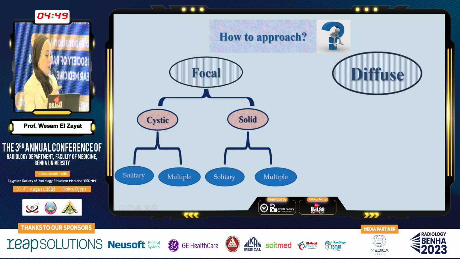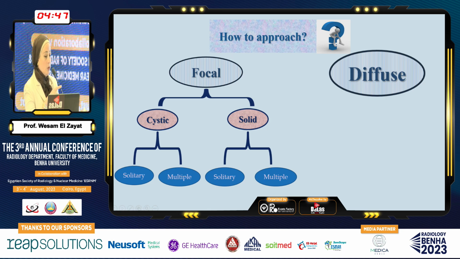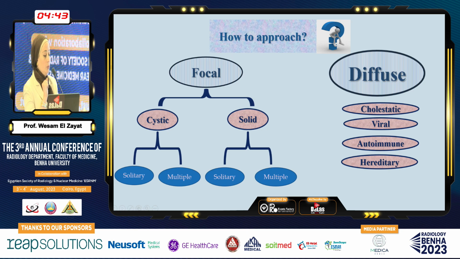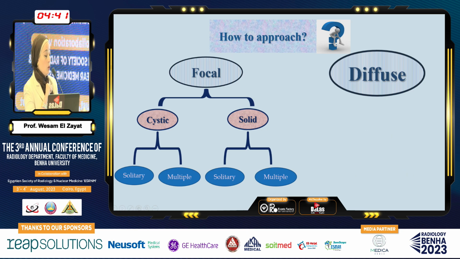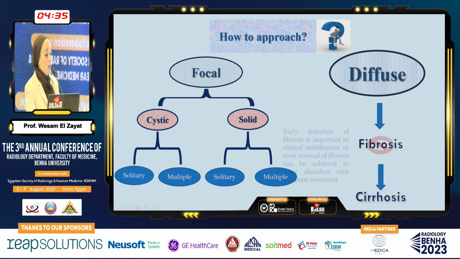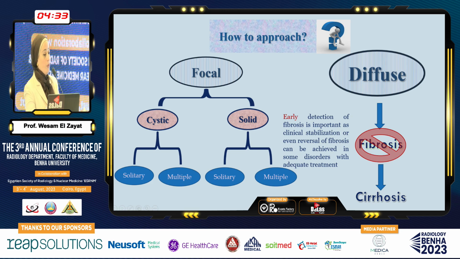Diffuse liver pathology. Many etiologies can cause this: cholestatic, viral, autoimmune, hereditary, or metabolic. This would lead to fibrosis, and fibrosis would eventually lead to cirrhosis. It's very important to stop at the stage of fibrosis. The early detection of fibrosis is very important, as clinical stabilization or even reversal can be achieved with adequate treatment.